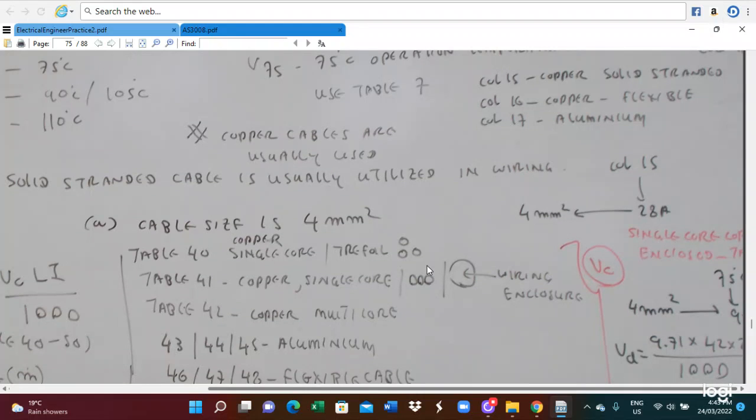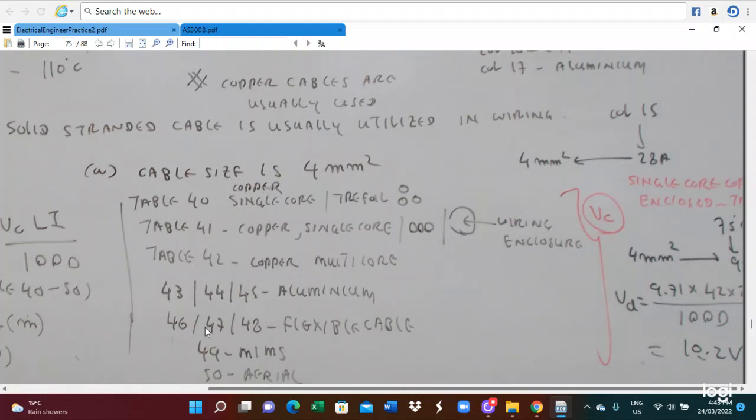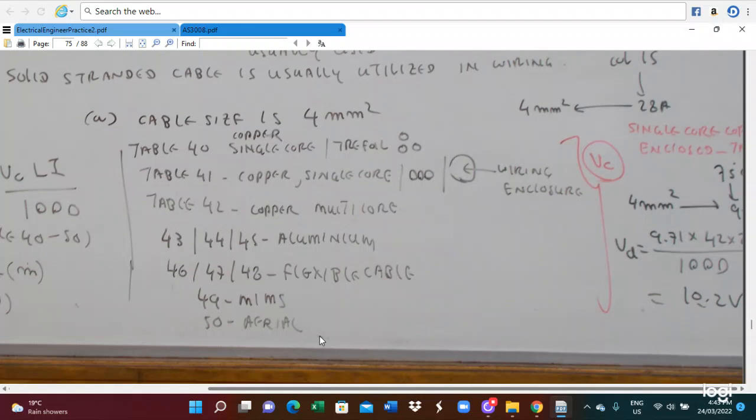And then we also have to utilize the voltage drop. For voltage drop, we refer to tables 40, 41, 42, 43, 44, 45 up to 50. Those tables are utilized to calculate the voltage drop. Table 40 is for copper single core, table 41 for copper single core in a wiring enclosure, table 42 for copper multicore, and table 43 is similar to copper single core.